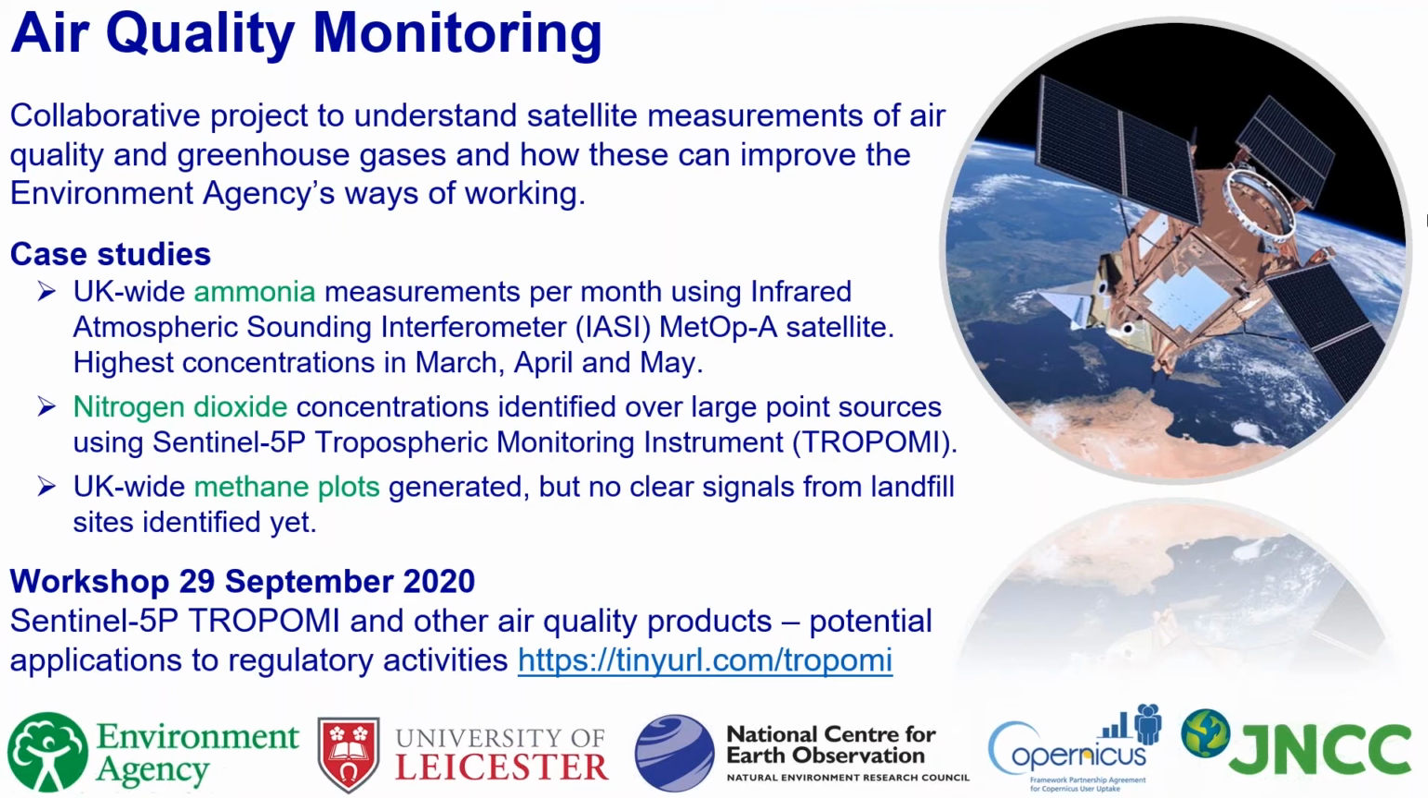So the satellite in question here is the Sentinel 5P Tropomi instrument. And the case study they're looking at is taking UK-wide ammonia measurements for every month. That's using a different satellite, the infrared atmospheric sounding interferometer. And what they've found so far is that the highest concentrations of ammonia are in March, April, and May. It also looks to be concentrated over the southern part of England.